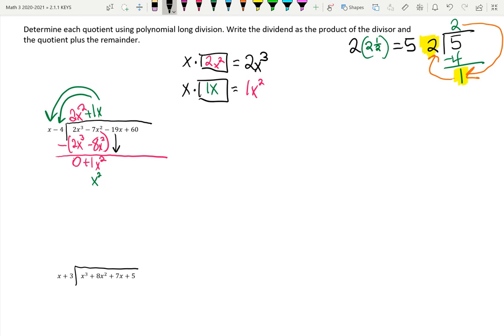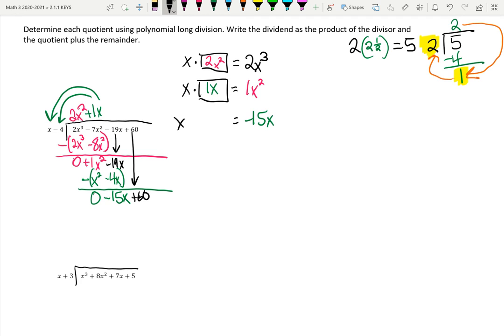1x times x is going to be x squared. I forgot to bring down this number, negative 19x. Got ahead of myself. Now, 1x times negative 4 is negative 4x. And since I'm doing long division, I subtract. 1x squared minus x squared is going to produce 0. A negative times a negative 4 is going to be positive 4. So this is going to produce negative 15x, my new leading term. Let's avoid the error of the past and bring down my number.